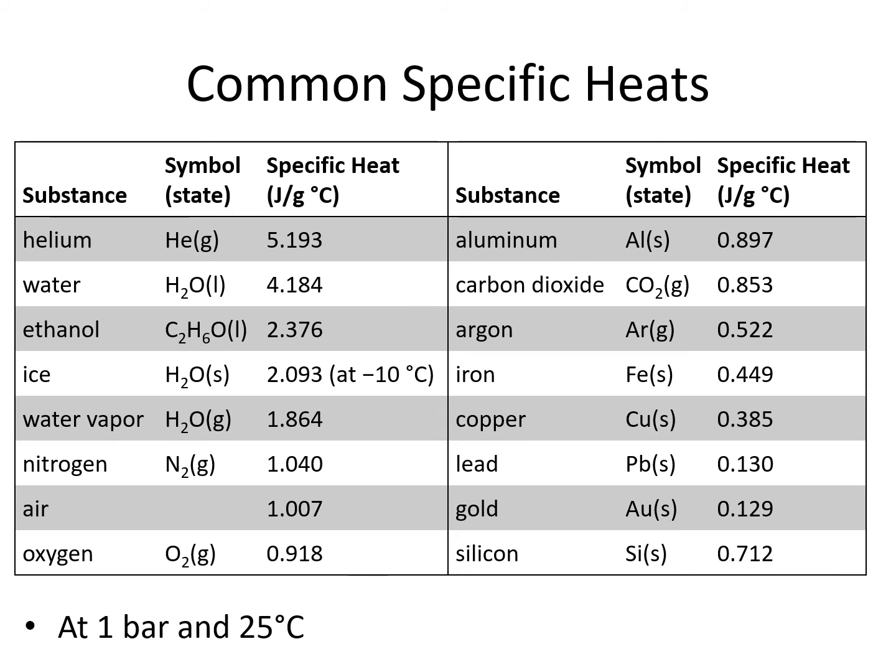There are a variety of different specific heats listed. Some of them are just single elements like helium. Some of them are compounds like water. Each pure substance has its own specific heat. The state of matter is important for specific heat. For example, liquid water has a specific heat of 4.94, whereas ice, solid water, has a specific heat of 2.093. The specific heats in this table are measured at 1 bar of pressure and 25 degrees Celsius. At different pressures and temperatures, the values might be slightly different.